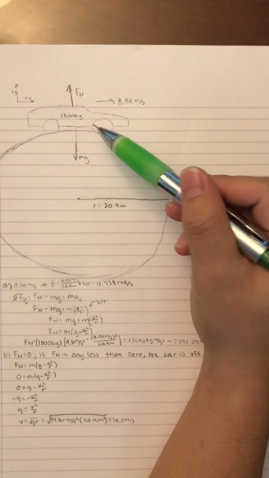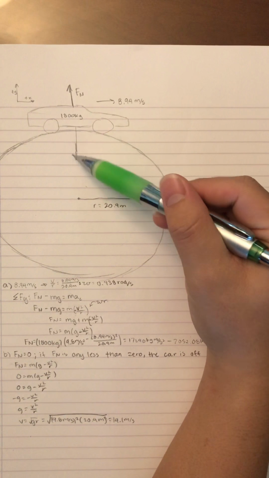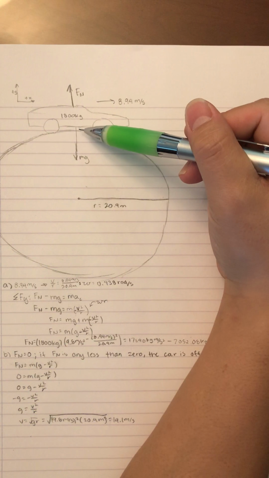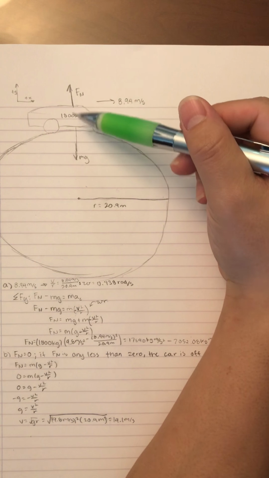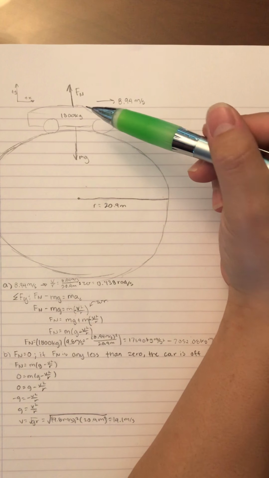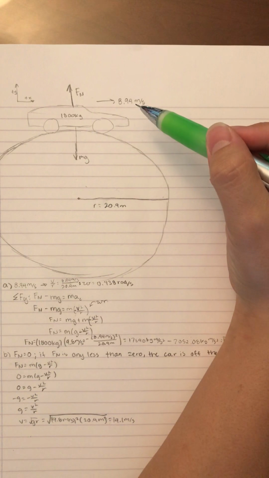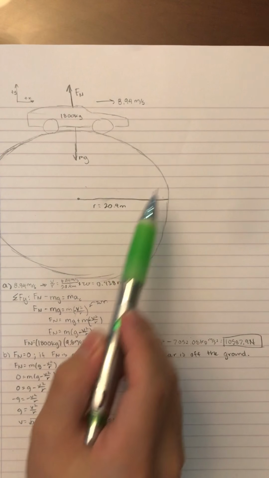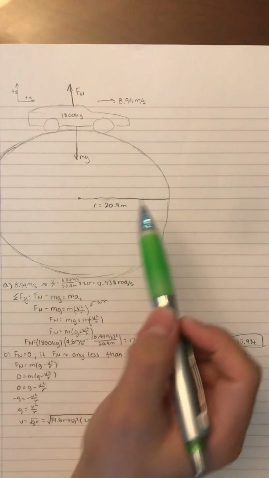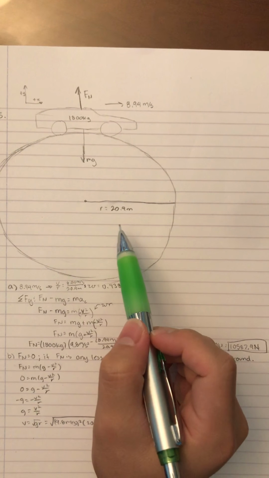So first we draw a free body diagram. We know that the car is exerting mg on the bump, and in return the bump is pushing up on the car with the same force as the normal force, and the mass of the car is 1,800 kilograms. The velocity is 8.94 meters per second. And here I drew a circle so you can easily see the radius of the bump. So the radius is 20.4 meters.